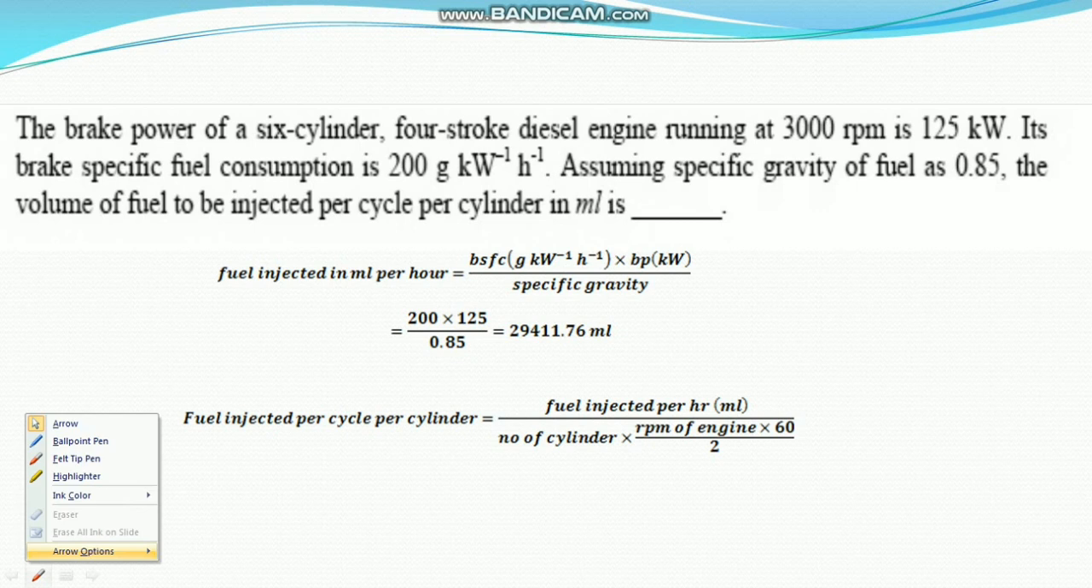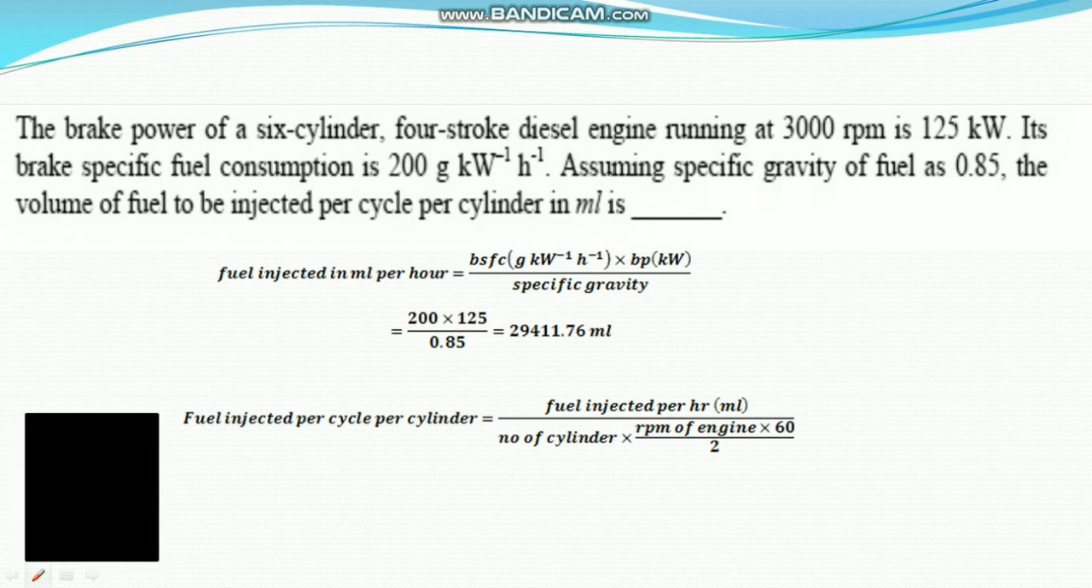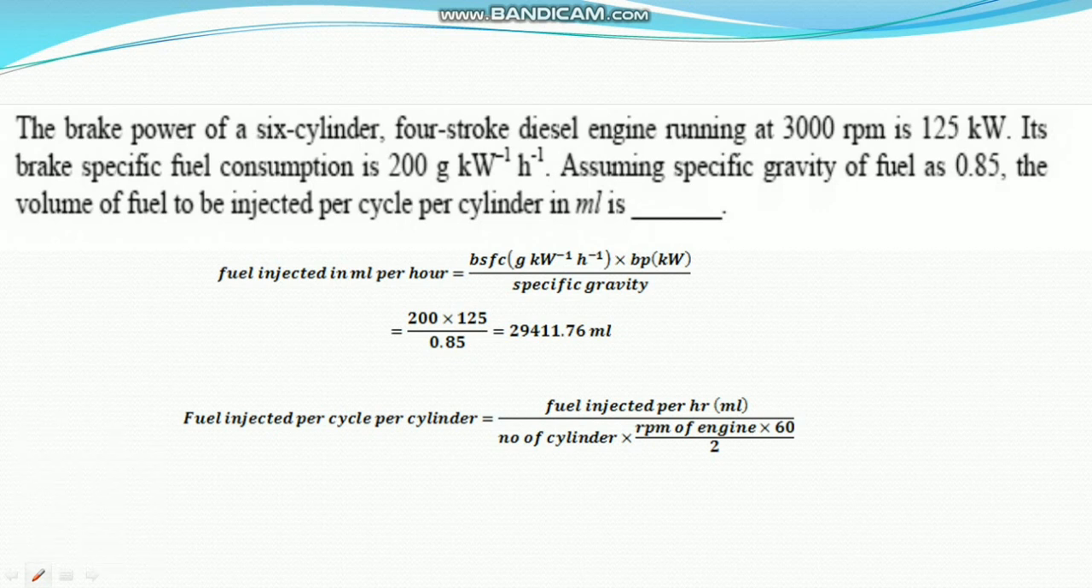Therefore, you can easily calculate fuel injected per hour divided by the number of cylinders, because it is asked per cylinder, and per cycle, because each cycle has two revolutions. That's why 3000 rpm is given, so you have to divide it by 2.